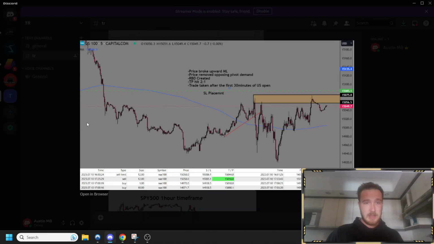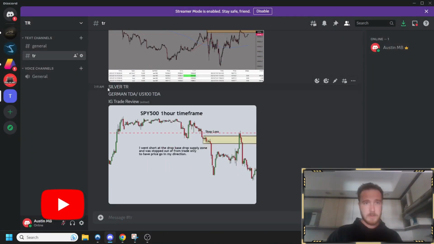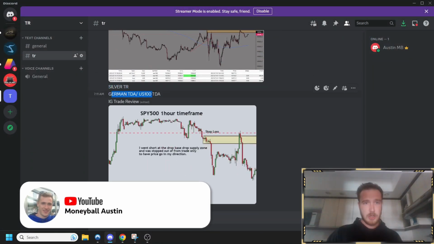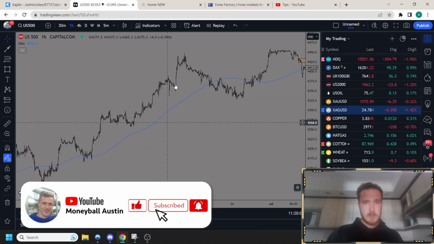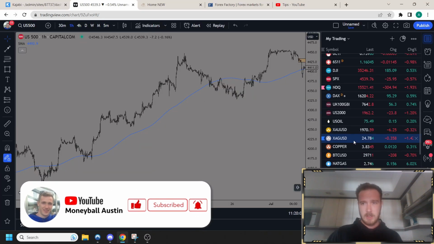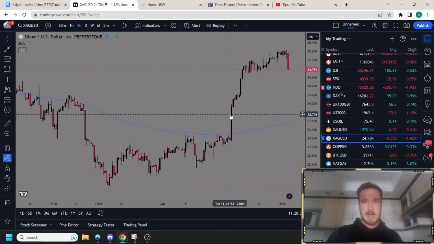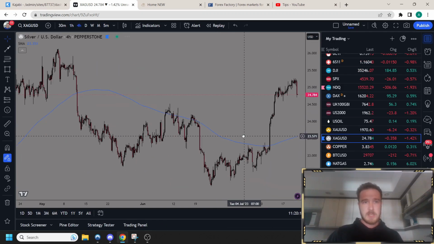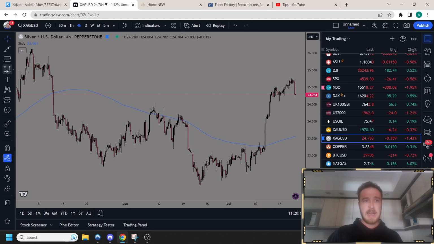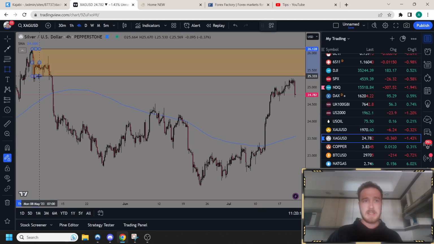This is, I believe, a silver one. Silver trade review, yes. And we can look at the German and the NASDAQ. So the silver, I haven't journaled this one yet. If we pop over to the 4 hour time frame, this is over the last couple days. I don't see any area of supply until this area up here, and that's going to be like a daily.